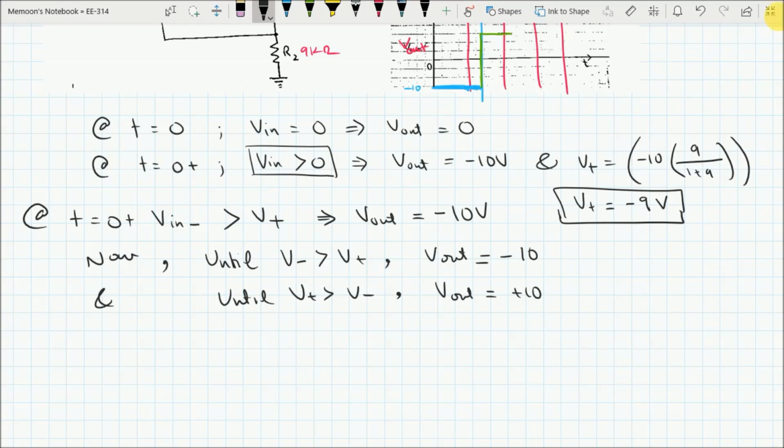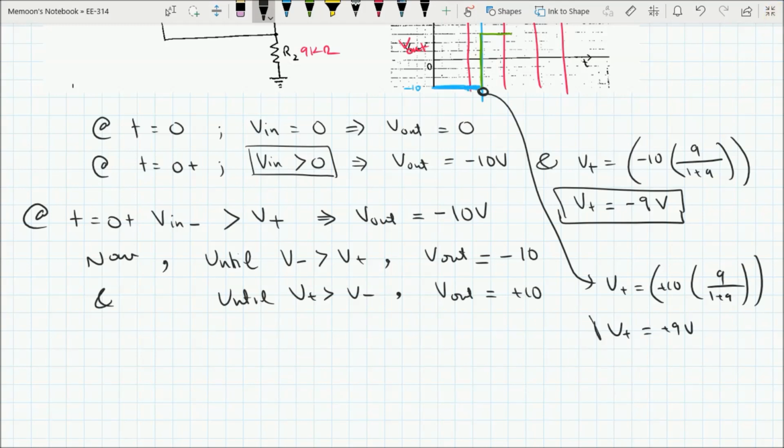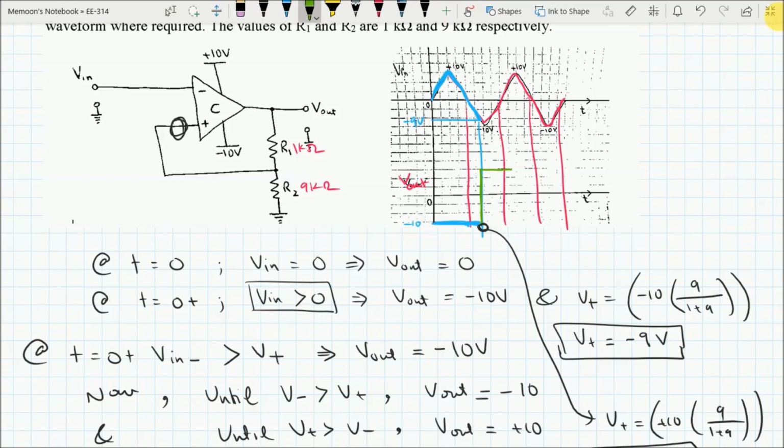At this green point, V positive is equal to plus 10 into 9 over 1 plus 9, and V positive is equal to plus 9 volts. So your output will remain equal to plus 10 volts until your V in reaches again a positive 9 volts. Up till this point, your V out will remain equal to positive 10, and then it will drop back to negative 10 volts at this point.